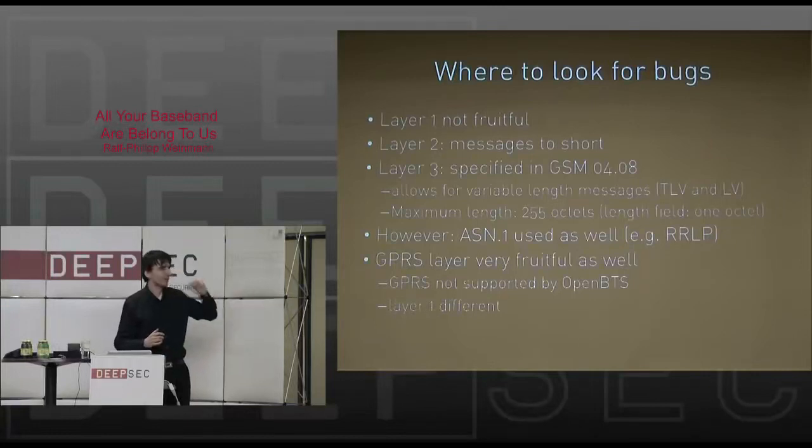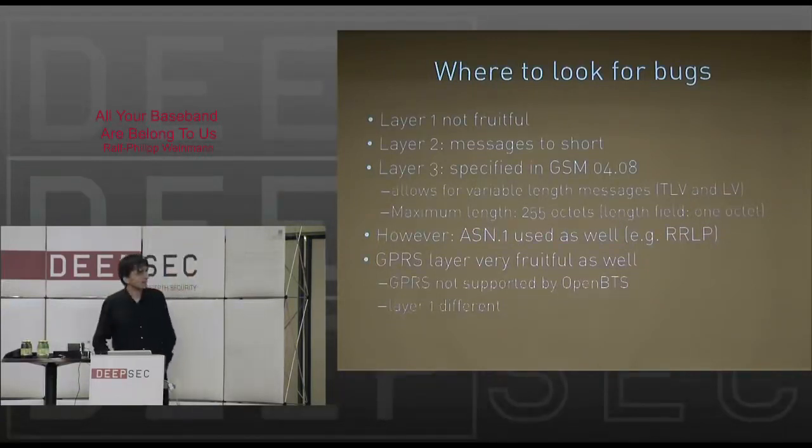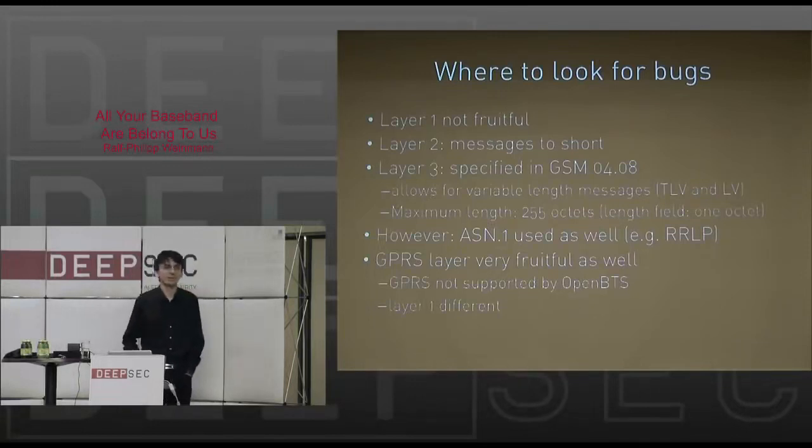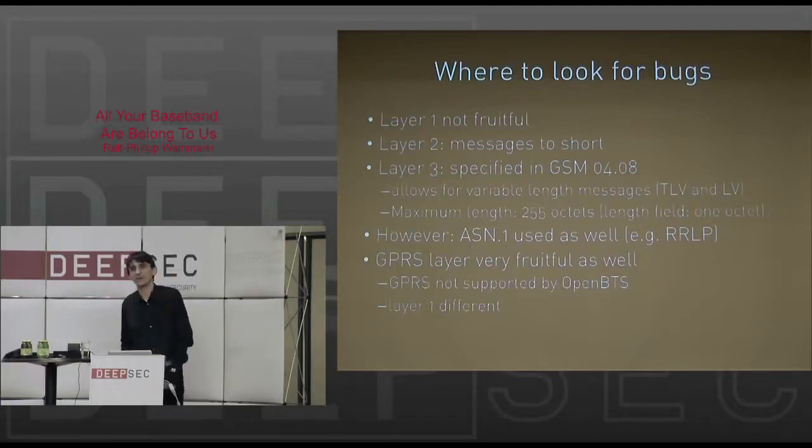But there's plenty of ASN.1 as well, for instance for this RRLP, which Harald demonstrated in one of his talks at the Congress. No, sorry, this was at HAR, right? Where you demonstrated for the first time that this can be used for querying the location. Yes, sorry. And in some of the stacks, you find problems with parsing these messages as well. It turns out that the GPRS layer is very, very fruitful. But for me, there's a problem here because I can't speak the GPRS layer yet with OpenBTS, because it needs a different layer 1. So the layer 1 implementation is somewhat different.